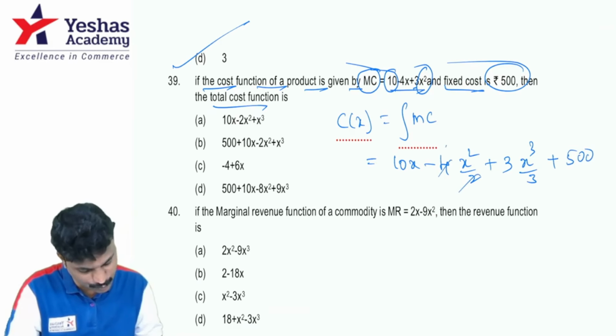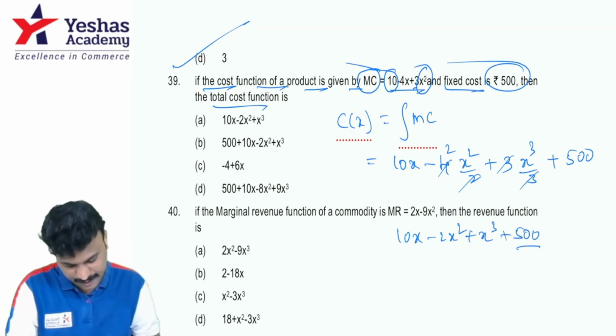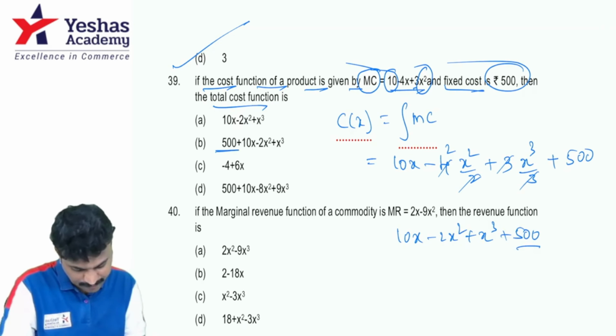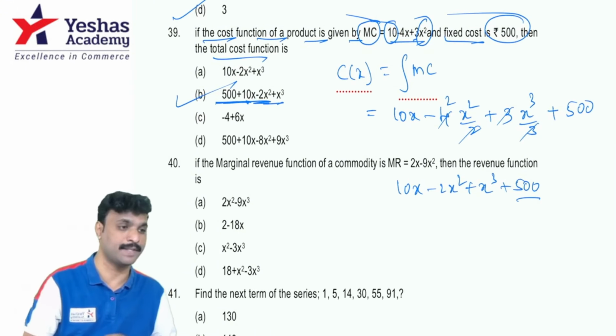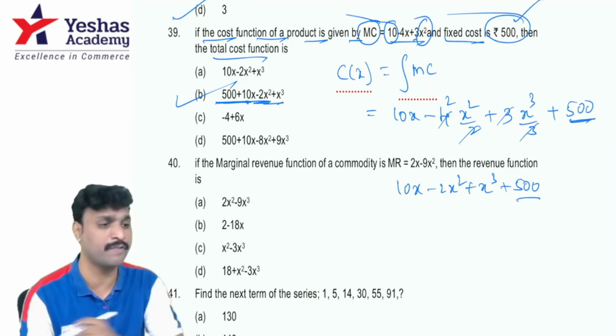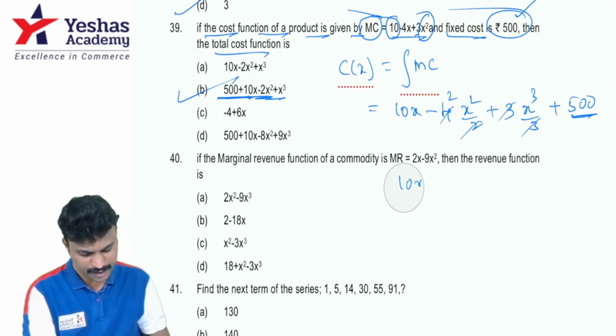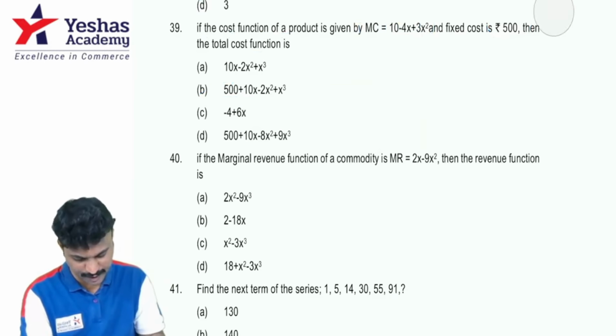2 1s are 2, 2s are... 3 cancel, so it is 10x minus 2x square plus x cube plus 500. Which option is correct? It is 500 plus 10x minus 2x square plus x cube. Option B is the right answer. This 500 is a constant of integration, which is nothing but the fixed cost. Have you understood? Guys, moving on to the next question.